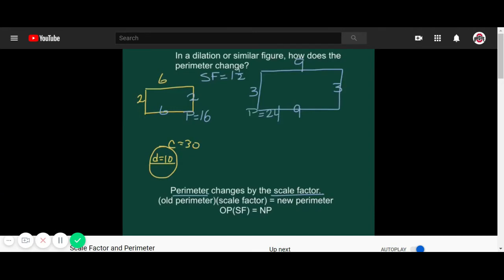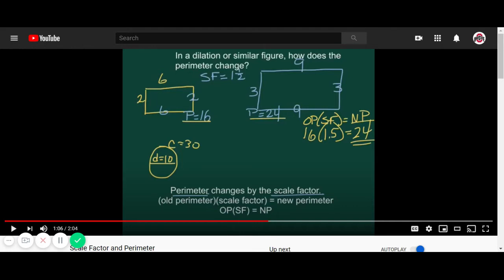Now you can draw a picture and work it that way, or you can use your knowledge that the perimeter will be 1.5 times longer. You could take your old perimeter times your scale factor, and that should give you your new perimeter. So let's try that out. Our old perimeter was 16. Our scale factor was 1.5. 16 times 1.5 is 24, and that was our new perimeter.